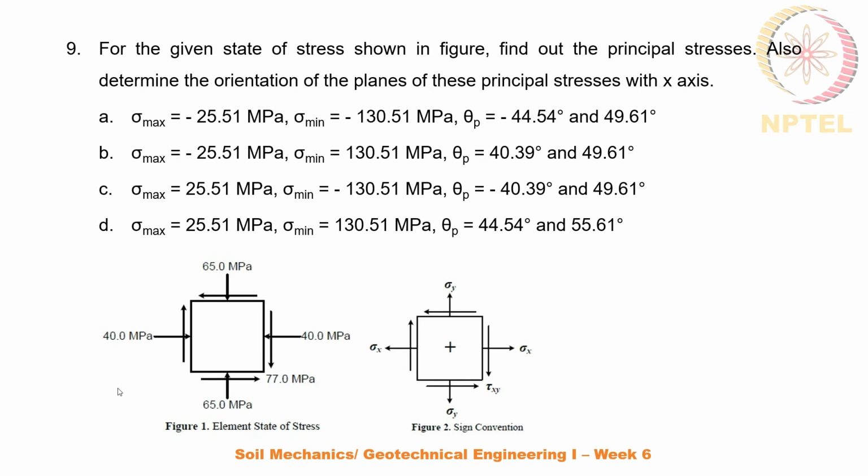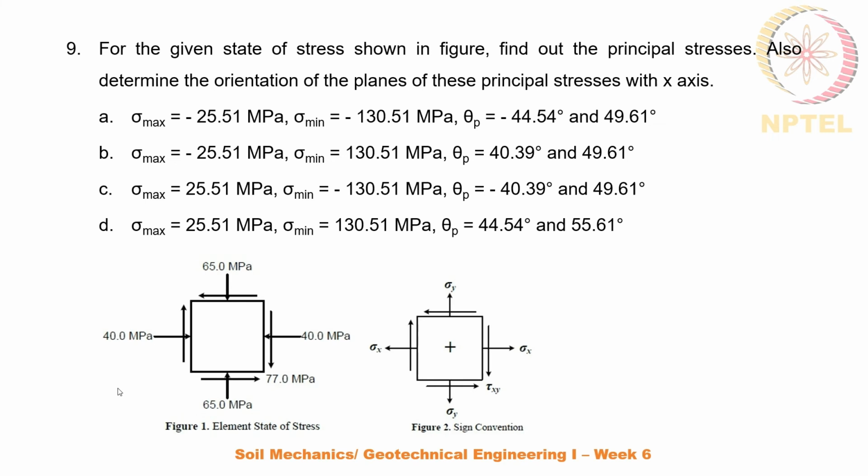maximum principal stress is equal to minus 25.51 megapascal. Minimum principal stress is equal to minus 130.51 megapascal. Theta P is equal to minus 44.54 degrees, and 49.61 degrees.